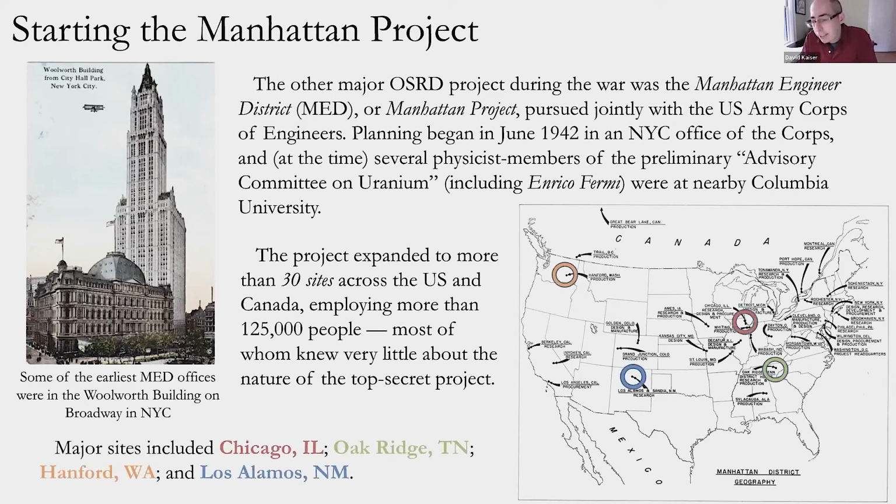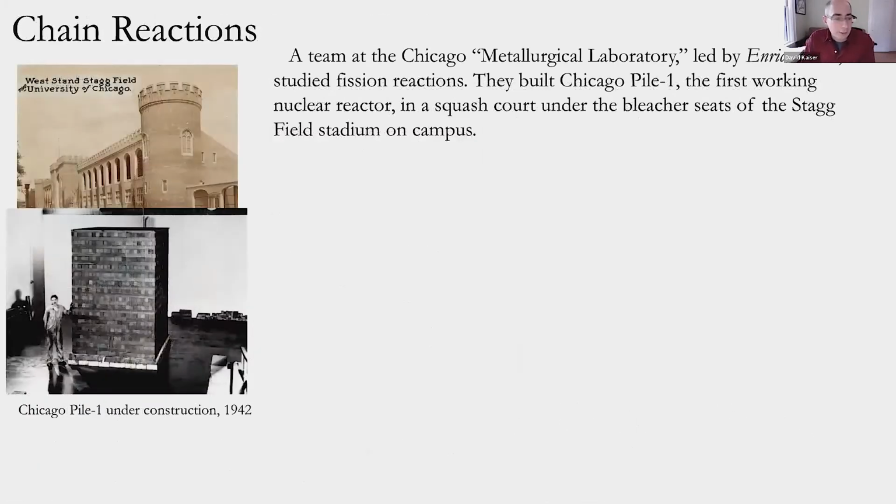Among these 30 sites, there are 4 that really were most critical to the project and that get talked about most often. And again, you'll hear more about these in the film. Those 4 are highlighted here on the map: Chicago, Illinois; Oak Ridge, Tennessee; Hanford, Washington; and Los Alamos, New Mexico. The film is largely about developments at Los Alamos, but it does give us insights into the other 3 main sites as well. We're going to take a brief tour of some of the kinds of work that was being done at each of those 4 main sites during the war. We're going to start with Chicago.